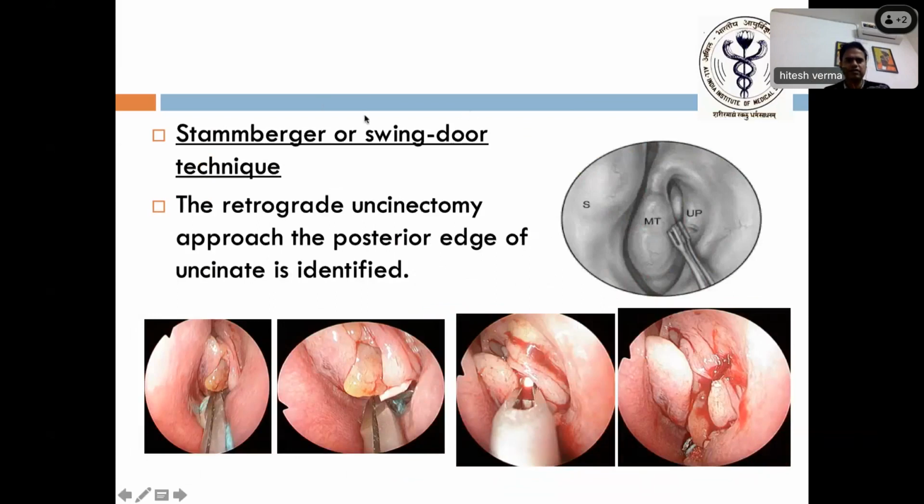Then comes the Stammberger posterior to anterior, retrograde uncinectomy. In this photograph, first the backbiting forceps is used at the level of the lower end of the uncinate process, then a cut is made, and the remaining part can be removed with the debrider. If two cuts are made and it is opened like a book anteriorly, if the middle part is pulled forward, then it is known as the swing door technique. Like a door, the surgeon opens the uncinate process, and then the deeper structures become visible.